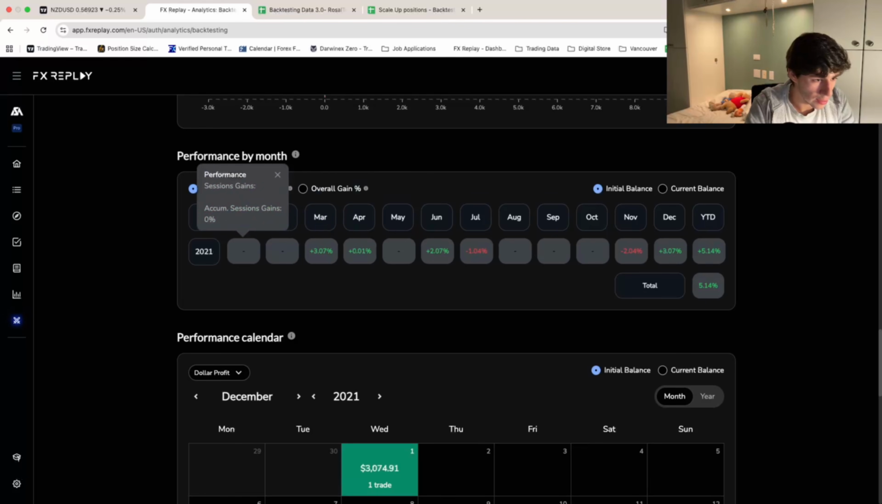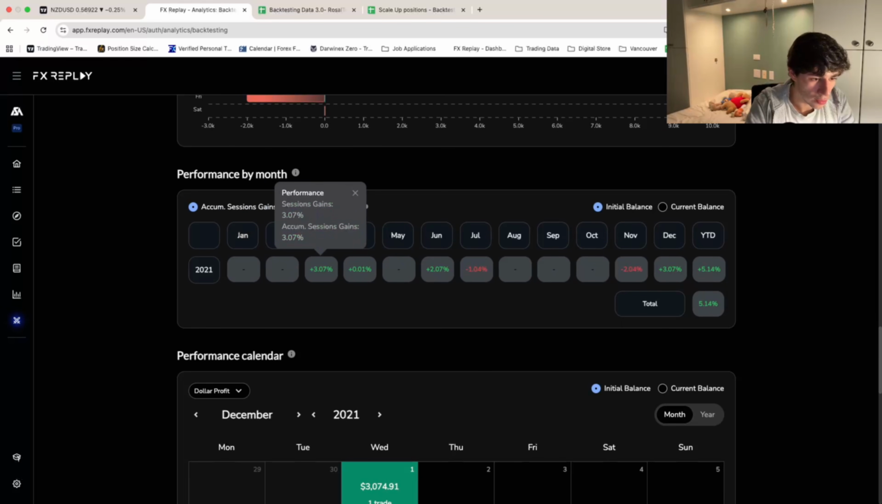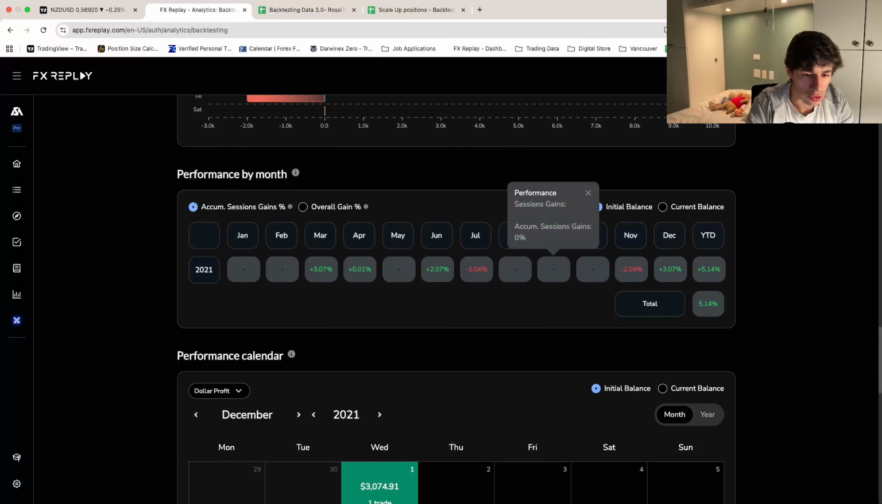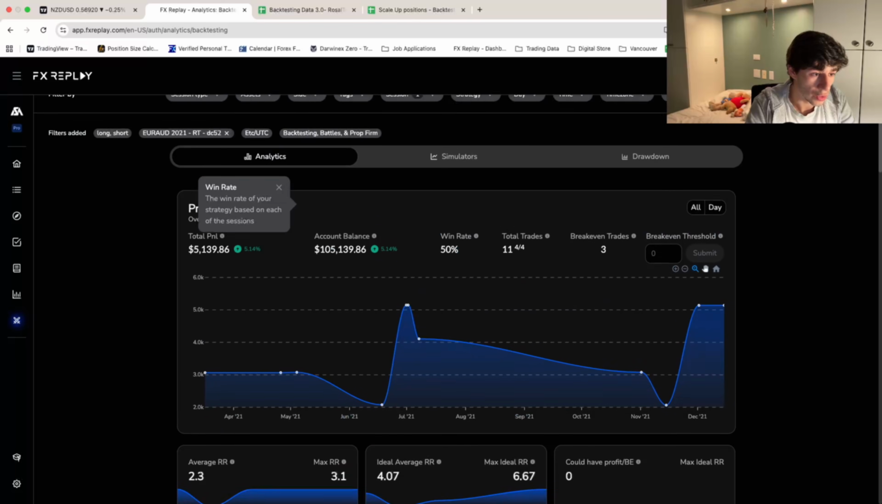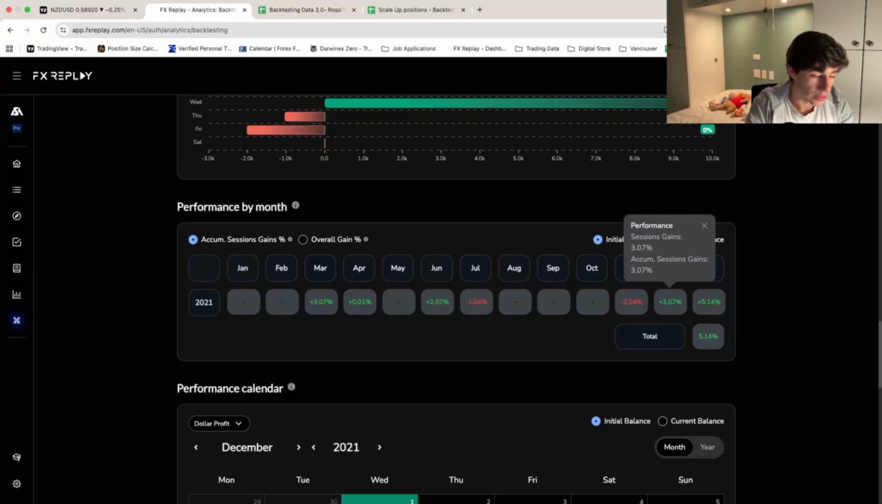And yeah, basically this is how we did performance by month. So we had 2 losing months and 4 winning months. Well, this is a break-even month. So just 3 winning months, 2 losing months to close the year just on this pair, Euro AUD, for a 5% profit, which is not bad.